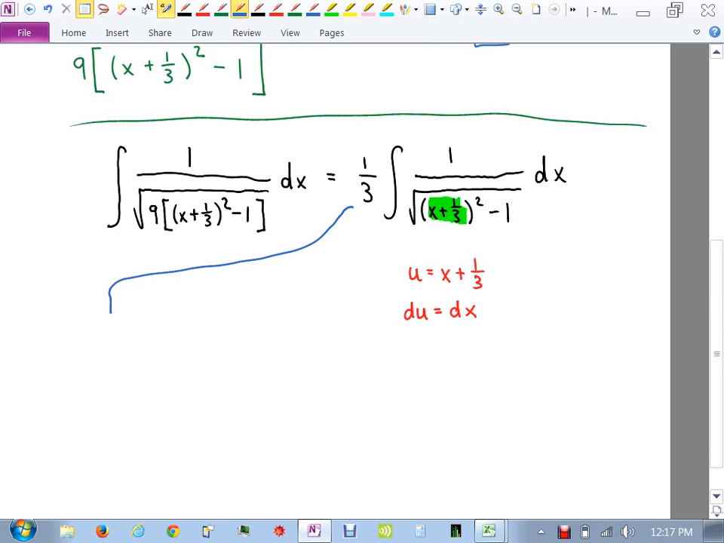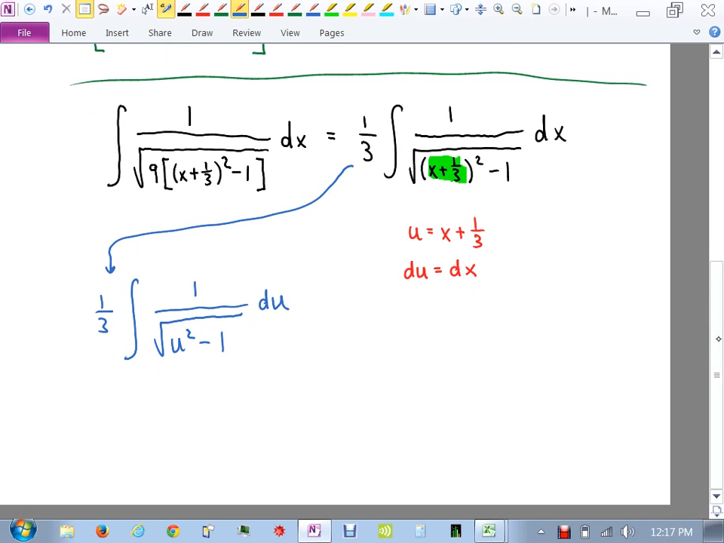So how could you rewrite this integral then? I'll do it in blue. 1/3 integral 1 over square root. Go ahead now. u squared minus 1 du. Now does that look like variable squared minus constant squared? Yes. You've got to, everything's got to go back to x at some point. Yep. Yep.